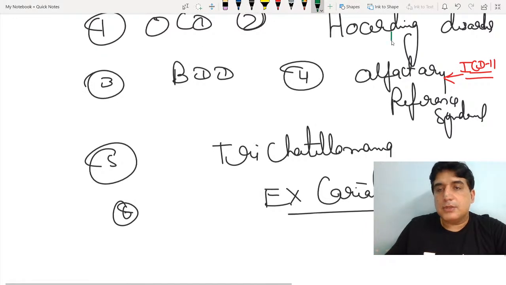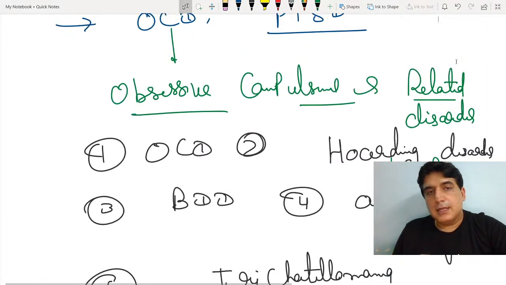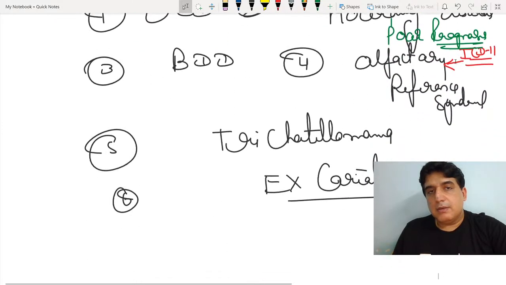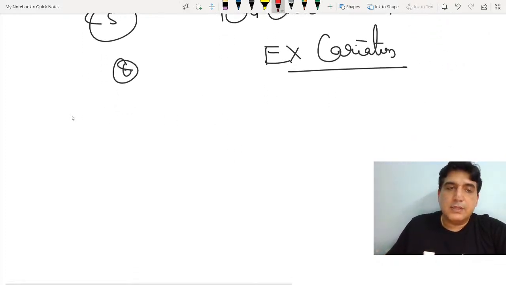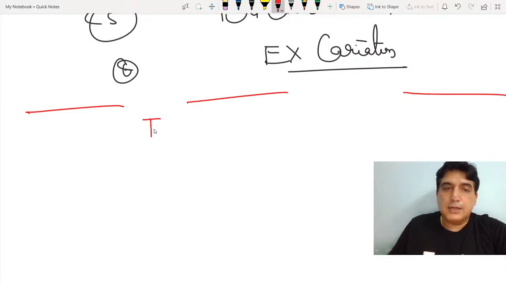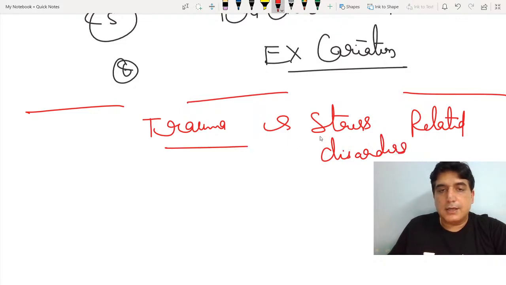Hoarding disorder, this MCQ they ask: it has a poor prognosis, because exposure and response prevention therapy is not useful for hoarding disorder. So this is the obsessive compulsive and related disorder, a new diagnostic entity in DSM-5. Also we have another new diagnostic entity in DSM-5, trauma and stress related disorders.